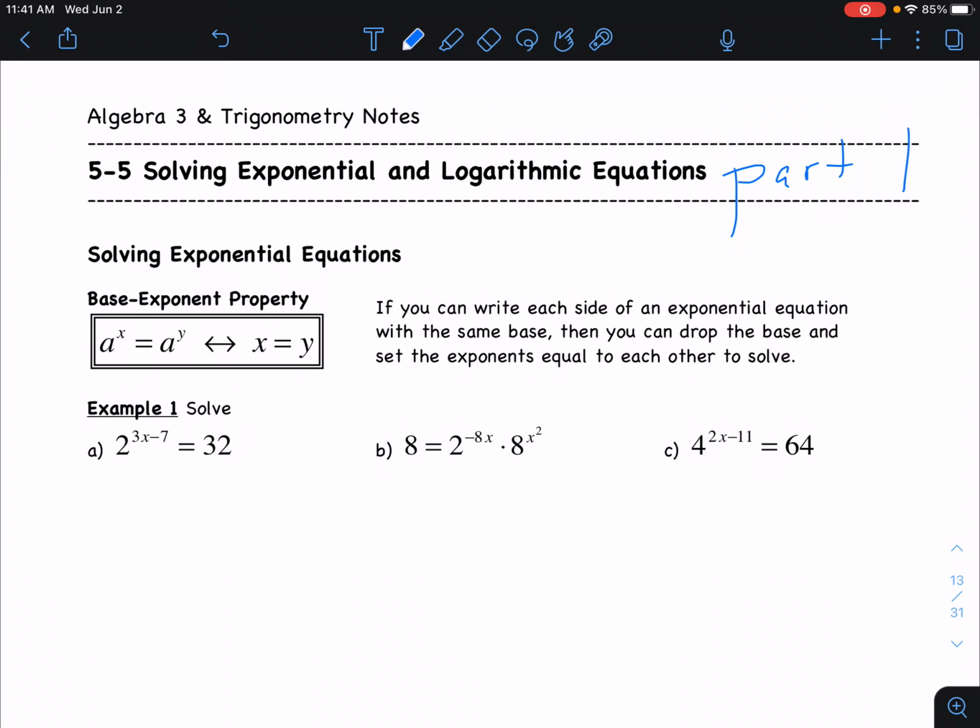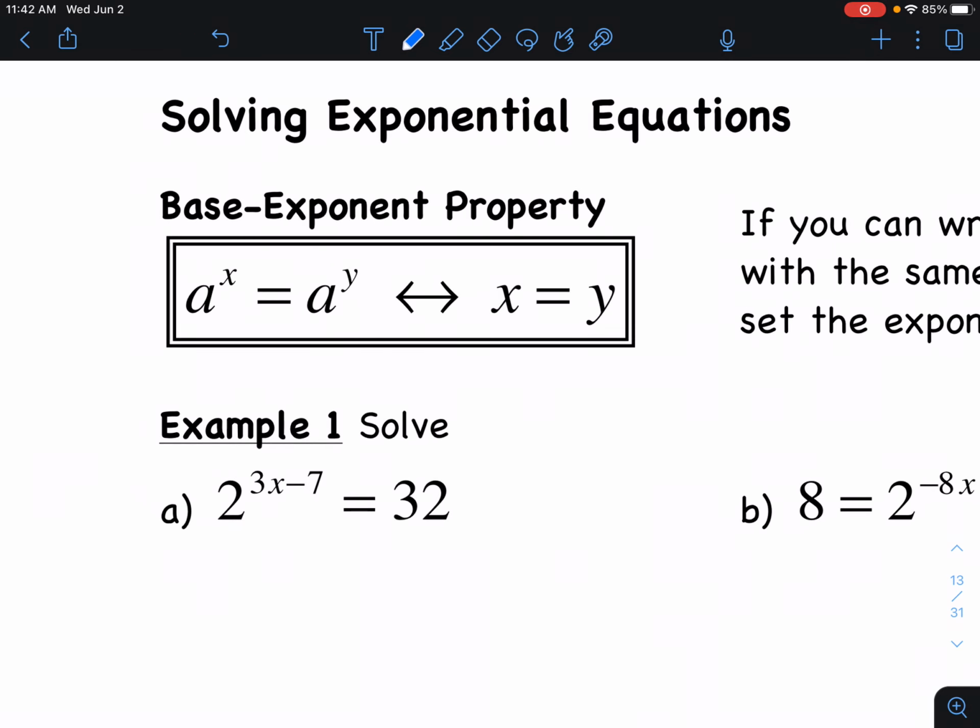Exponential equations are when we have exponents that have a variable in it, as you can see here on A, B, and C. Now we have a really basic property here, and it's going to help us to solve exponential equations. That basic property is called the base exponent property. It says when you have a to the power of x equals a to the power of y, that means that x must be the same number as y. X must be equal to y if they have the same base a.